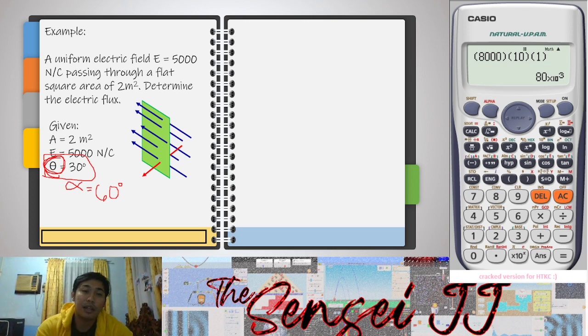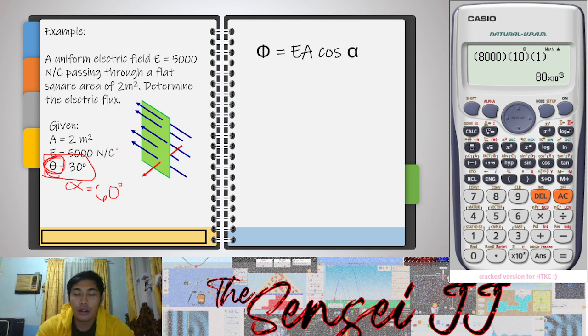So para mas madali nating makuha yung ating orientation and our angle whenever we are solving for our electric flux na naka-angle. So if this is the case, so what will happen? We will be using the alpha of 60 degrees instead of the given 30 degrees theta. And alam naman natin na we will be using the alpha 60 degrees.